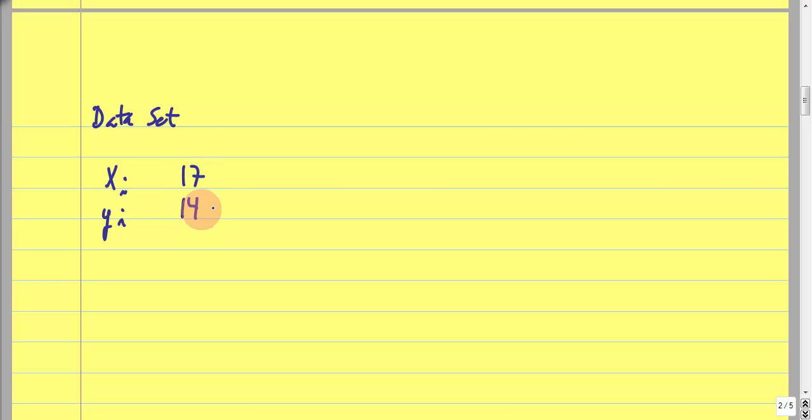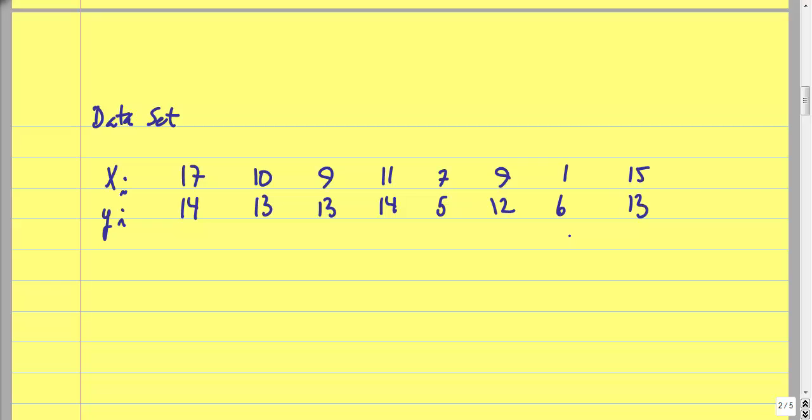The first matched pair is 17, 14, 10, 13, 9, 13, 11, 14, 7, 3. Actually, let's make this 7, 5, so it can be consistent here. So 7, 5, 9, 12, 1, 6, 15, 13. Now, I could look at the differences here. I could underline this and look at the differences, but I'm going to have my calculator do that work for us. So in my calculator, I'm going to take xi minus yi to create my differences.